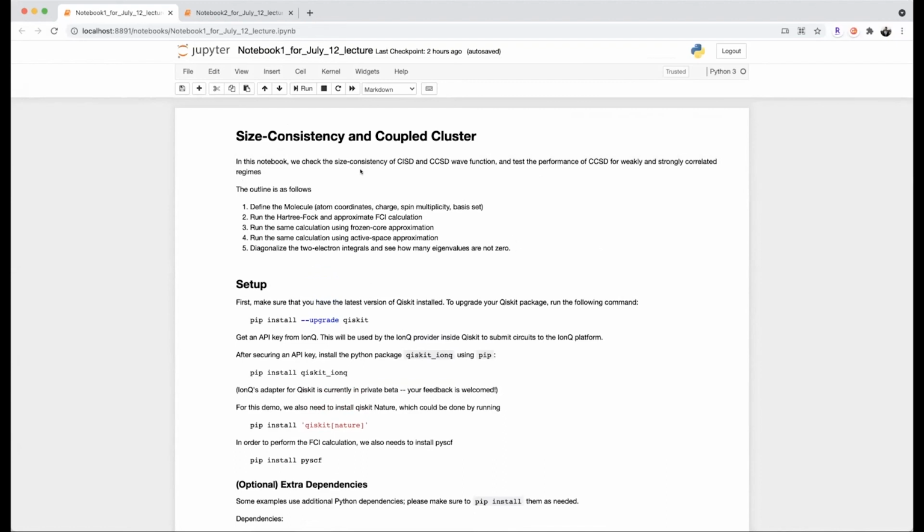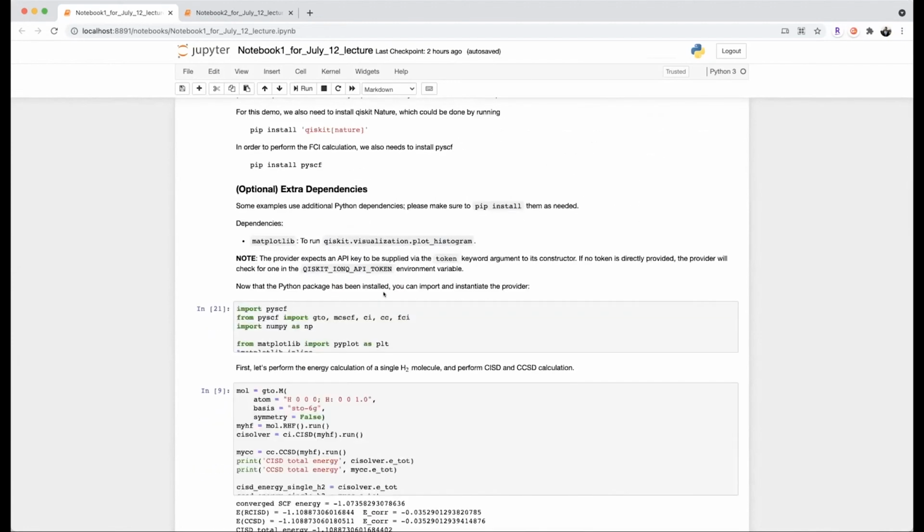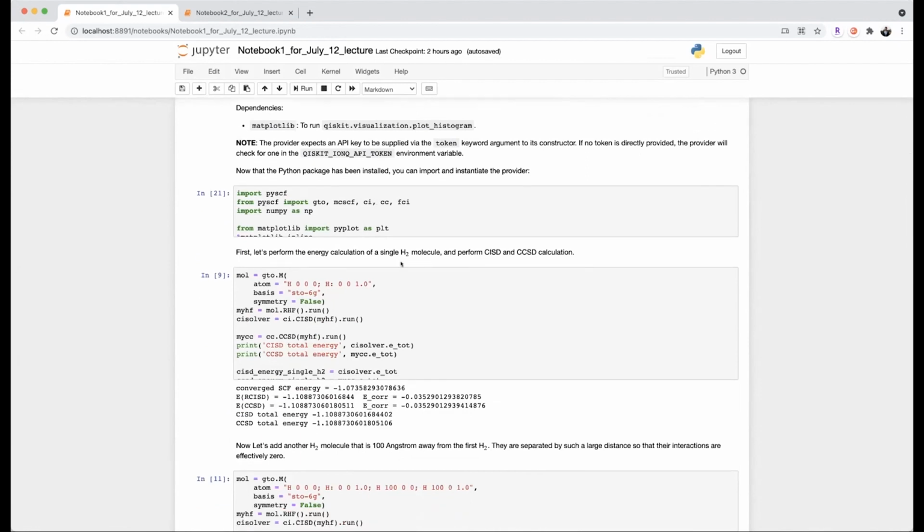All right, so let's just perform some imports, and the important thing is to import PySCF, and from PySCF we also import the coupled cluster module. The first thing we do is perform an energy calculation for a single hydrogen molecule. We perform both the CISD and the CCSD calculation.